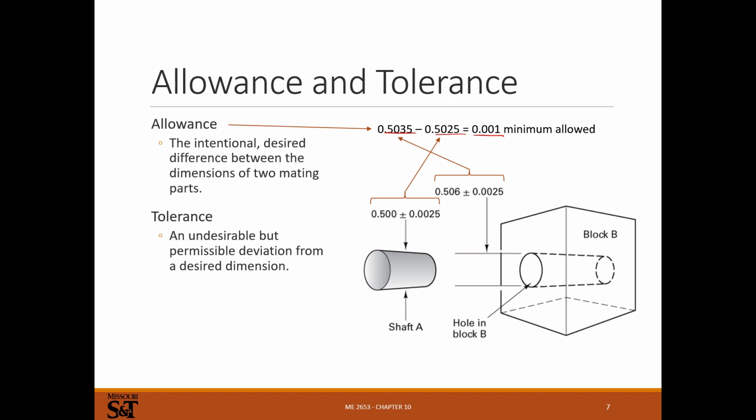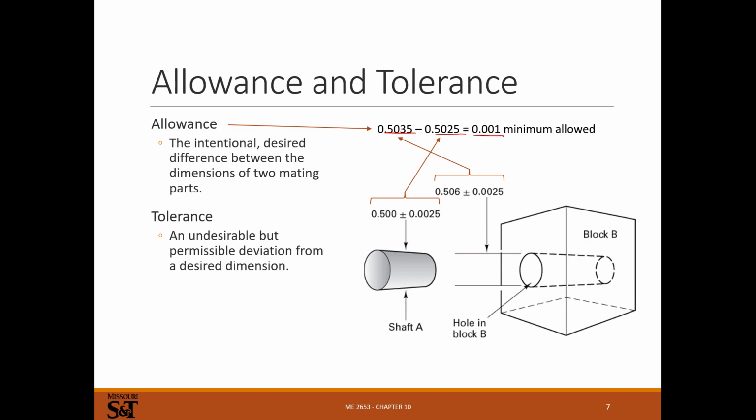0.5035 and 0.5025. So a thousandth of allowance is acceptable. In a perfect world, we want a thousandth of an inch of clearance between these parts. Now we don't live in a perfect world. Whenever we try to make the block and the shaft here, they're going to have a tolerance. They're going to have a variability in their dimensions.